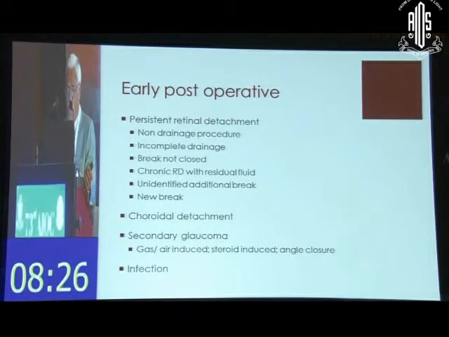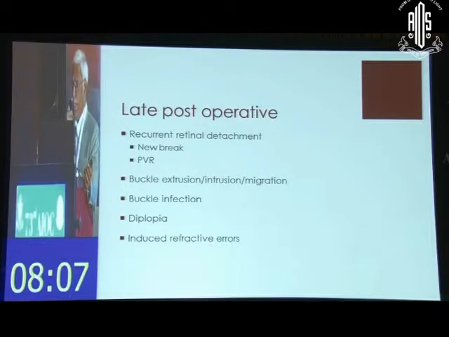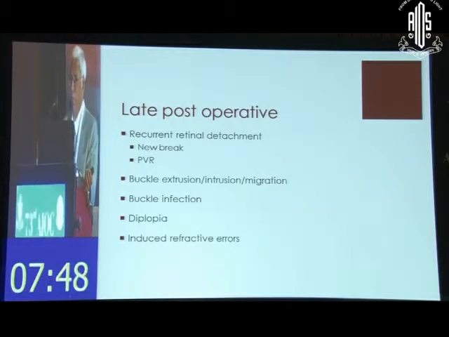Choroidal detachment is not an uncommon complication. And you can have secondary glaucoma, which could be gas-induced, steroid-induced, or angle closure, especially when there is a choroidal detachment. The whole iris diaphragm will be pushed forwards. Rarely do you get infections with scleral buckling because most of the procedures are extraocular, barring the SRF drainage. Late postoperatively, you can get recurrent detachments due to new breaks, due to PVR. Buckle intrusions, extrusions, migrations are a problem. Buckle infections can occur, double vision because you're handling the extraocular muscles, and you can get induced refractive errors, specifically myopia and astigmatism. These are some of the complications which are easy to list.